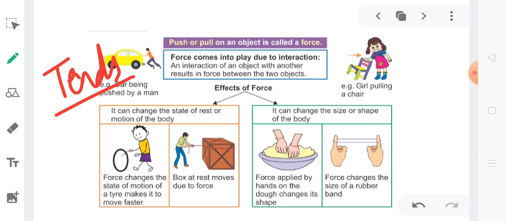And when you are changing the way it looks, for example when a potter applies force with his hands on the kneaded clay, then he can change it into so many beautiful shapes. He can make so many beautiful pots or sculptures. So that is one example where by the application of force with the help of hands you can change the shape of a body. So what are the effects of force? It can change the state of rest or motion of the body, and secondly it can change the size or shape of the body.